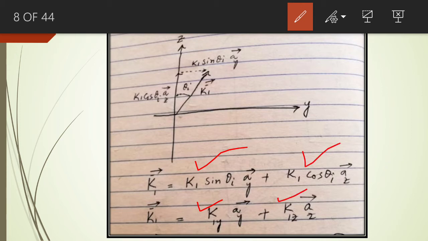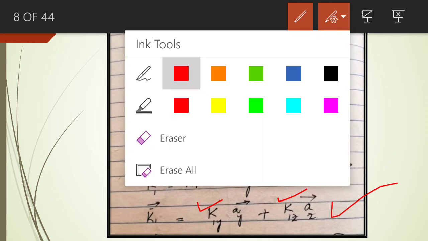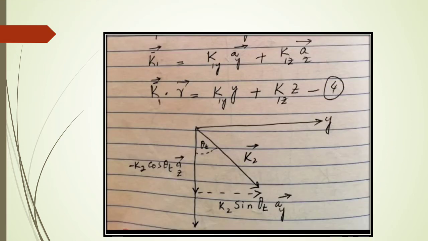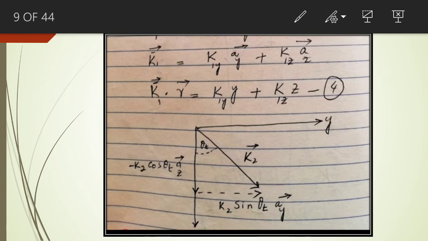So this vector k1 prime will be equal to k1y ay plus k1z az. So we have resolved k1 prime into two components as well. Now let us resolve k2 into two components. Well, before making discussion on the two components of k2, let us consider k1 once again.